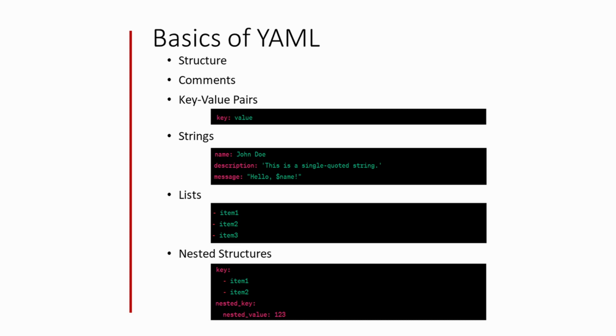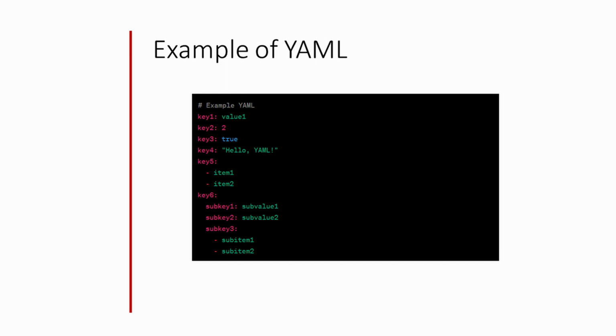These are the basic concepts of YAML that will help you get started with writing YAML files for various purposes, including Kubernetes manifests. We need to make sure of proper indentation and structure. This is an example of YAML. We will try to create a YAML file for pod creation.